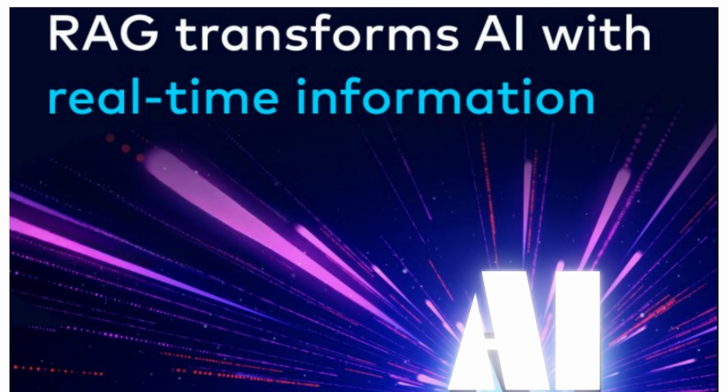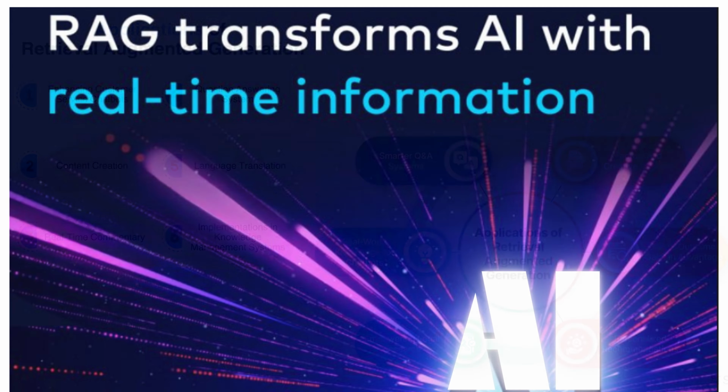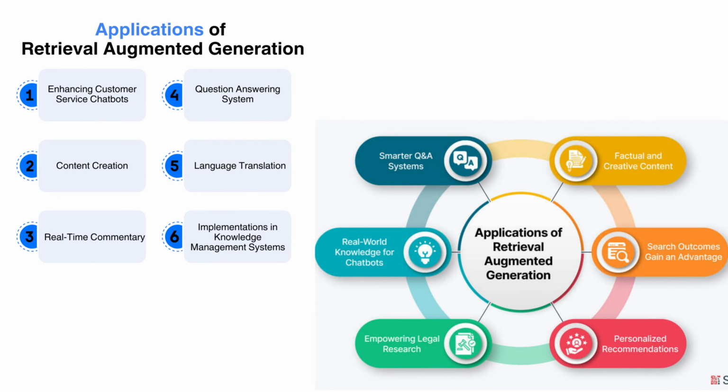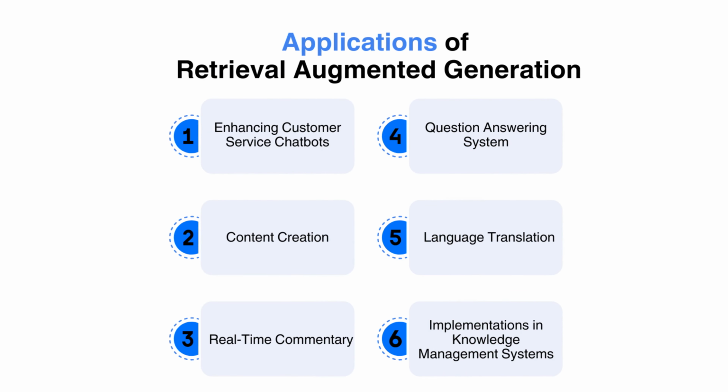RAG is revolutionizing AI applications across the board, making systems more efficient and trustworthy. Let's walk through some key uses, starting with question-answering systems. RAG pulls from huge knowledge bases to give precise answers. Think enterprise search tools or virtual assistants like Siri on steroids. No more vague replies, it's all backed by real data.